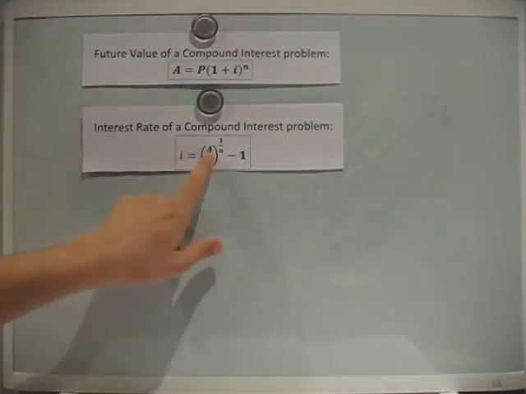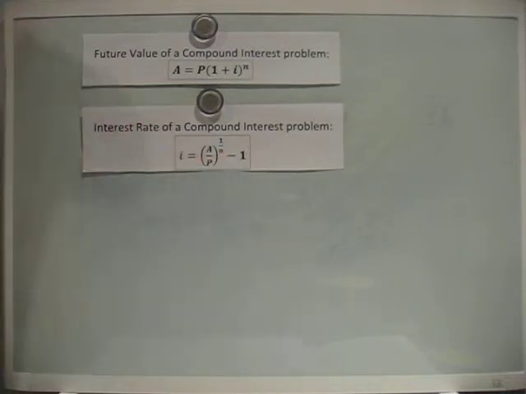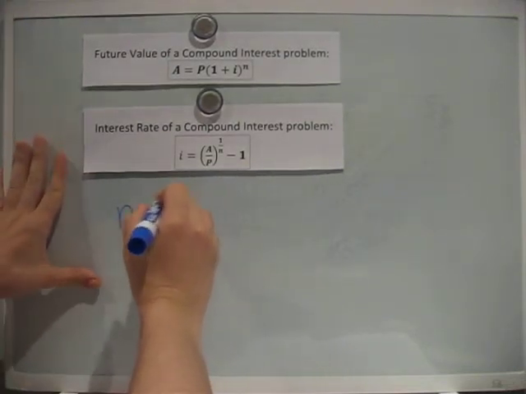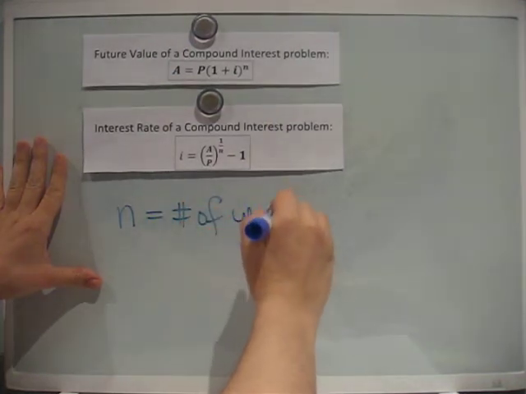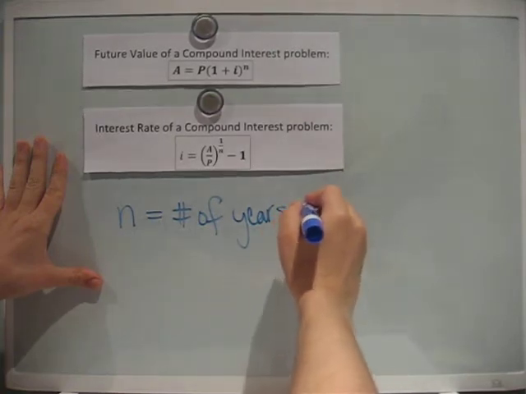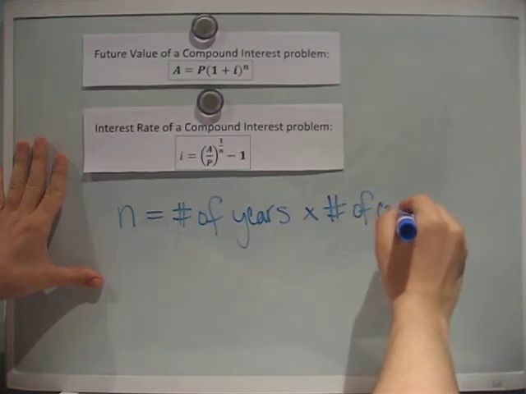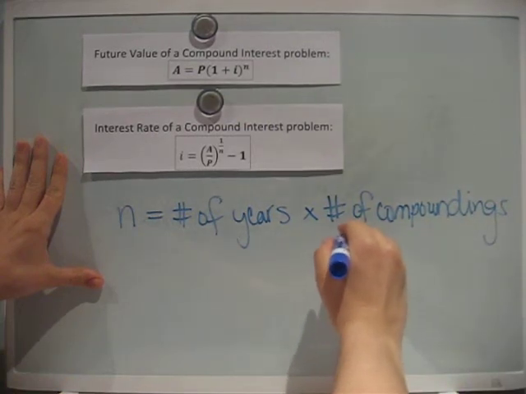So in this formula, A is our future value or maturity value. P is the present value or principal value. The n is the total number of compoundings for the duration of the loan or investment. So when calculating n, it is going to be the number of years of your investment or your loan multiplied by the number of compoundings per year.